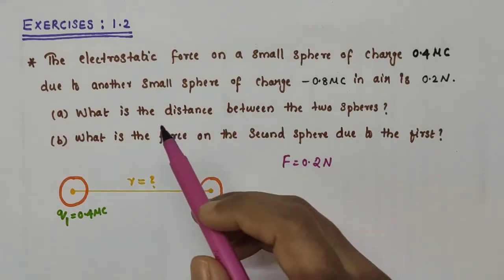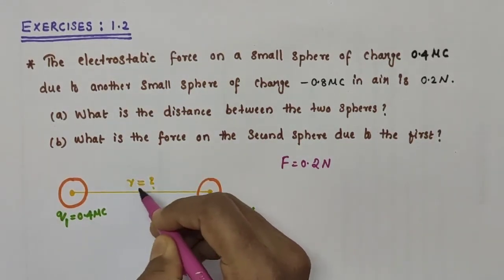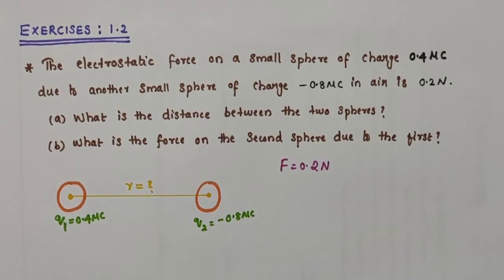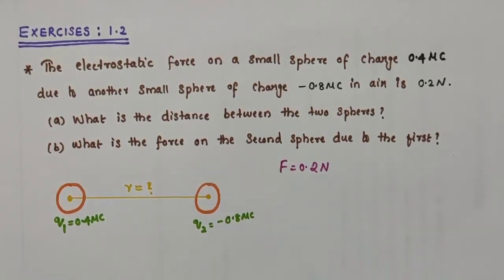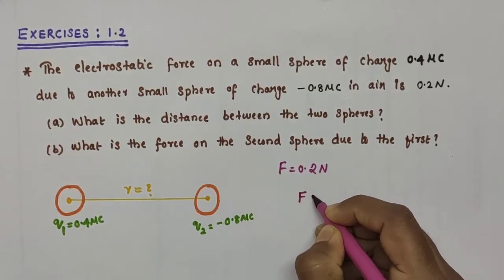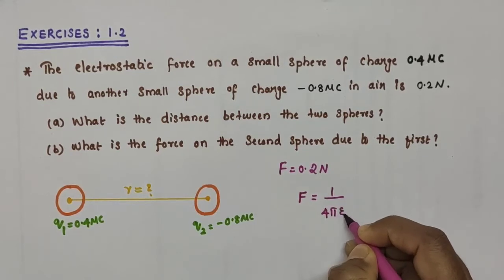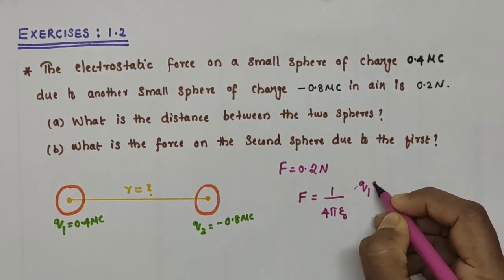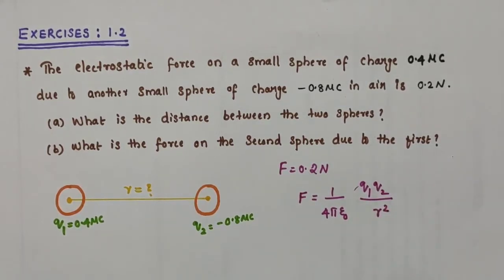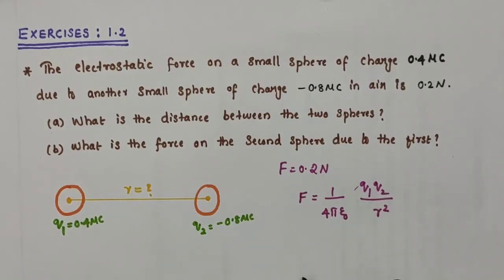So the first question is, what is the distance between the two spheres? That is, first we want to find out this r. To find this, we can make use of Coulomb's law. From Coulomb's law, the force between the two charges is F equal to 1 by 4 pi epsilon 0, the product of the two charges Q1 Q2 divided by the square of the distance between them. So 1 by 4 pi epsilon 0, Q1 Q2 divided by r square.